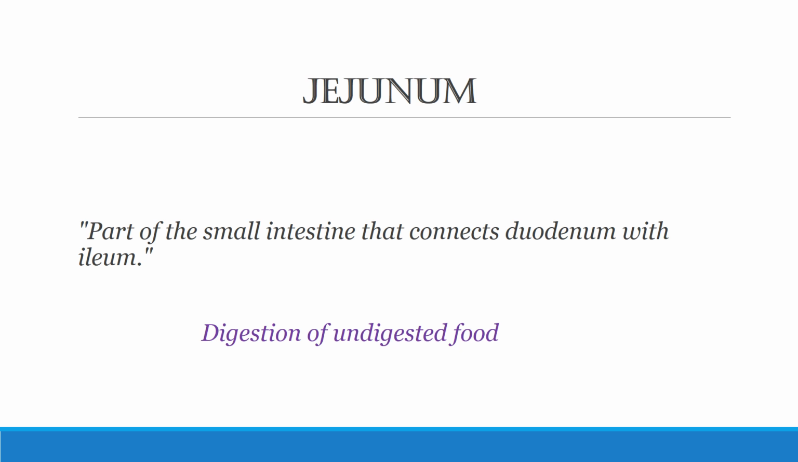We have already studied how different enzymes act upon the food, and if there is still any undigested food that has passed from duodenum into the jejunum, its digestion is going to occur within the jejunum with probably the same types of enzymes that we have covered already.